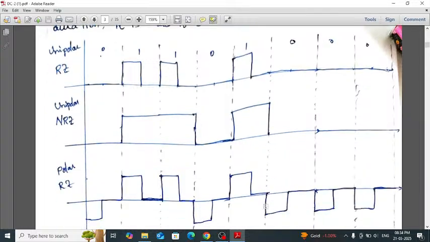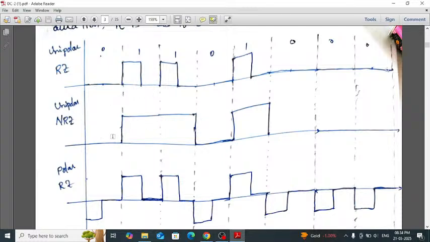See here, the data is given as 0, 1, 1, 0, 1, 0, 0. For this, draw the unipolar format in both forms, that is unipolar return to 0 and unipolar non-return to 0. Dotted lines indicate the full symbol duration. If the pulse is present for only half of the symbol duration, it is called return to 0. If the pulse is present for the total symbol duration, it is called non-return to 0.